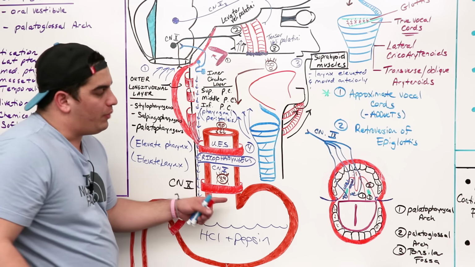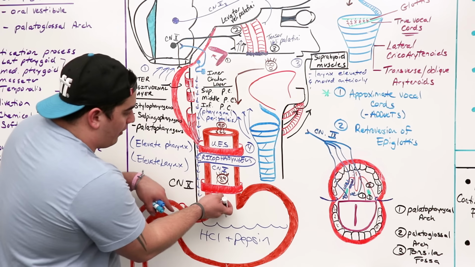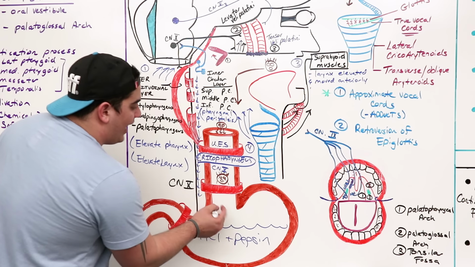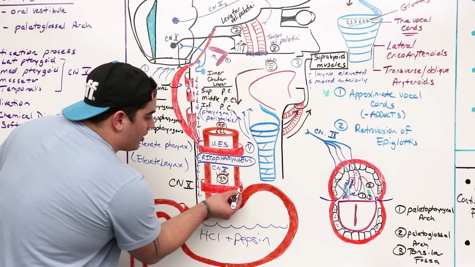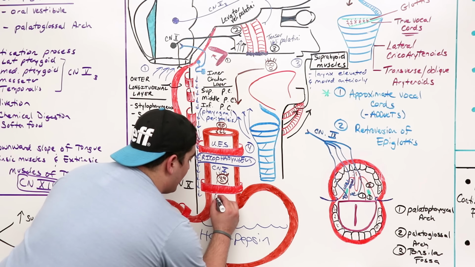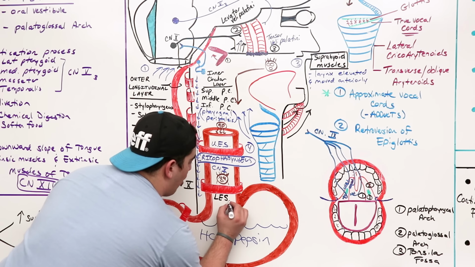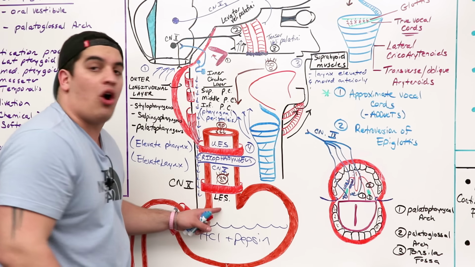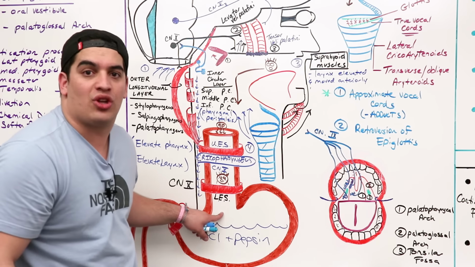So now, or we can say after the bolus, down here, we want it to relax here, we want it to constrict behind it. So if that's the case then, we need this muscle right here. They call this one, there's a whole bunch of names for it. I'm going to say lower esophageal sphincter, LES. There's two other names, the cardiac sphincter and the gastroesophageal sphincter.